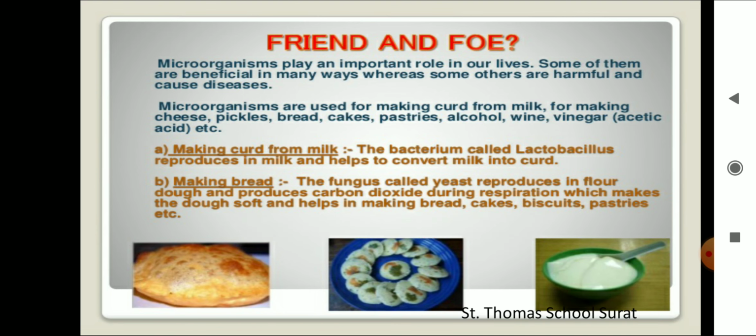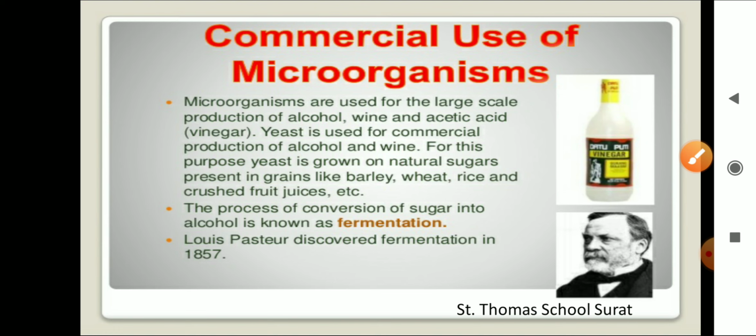Then we learned about the commercial use of microorganisms. These microorganisms are used for large scale production of alcohol, wine and vinegar, right? Then yeast is used in the commercial production of alcohol and wine. It involves the fermentation of sugar, which is present in what? In barley, wheat, rice, grapes, crushed fruit juice, right? This fermentation by yeast produces what? It produces alcohol and carbon dioxide.